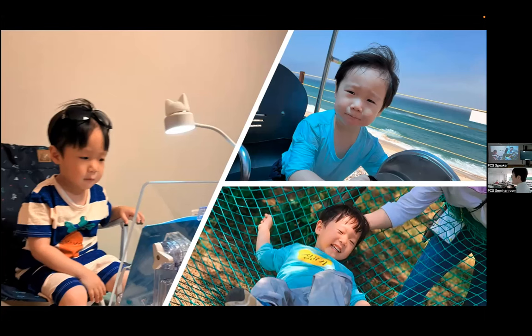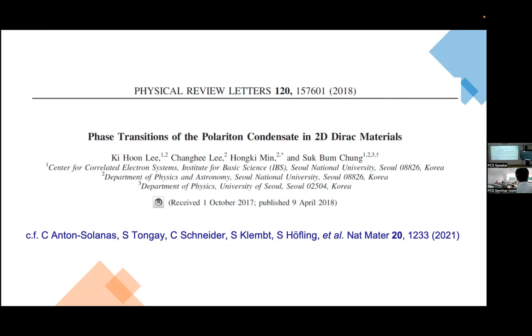But ever since he came along, I did notice that there has been a related experiment actually done by people who are here for this workshop. So I'm going to comment on this paper as well, how this may relate or may not relate to what we have done.